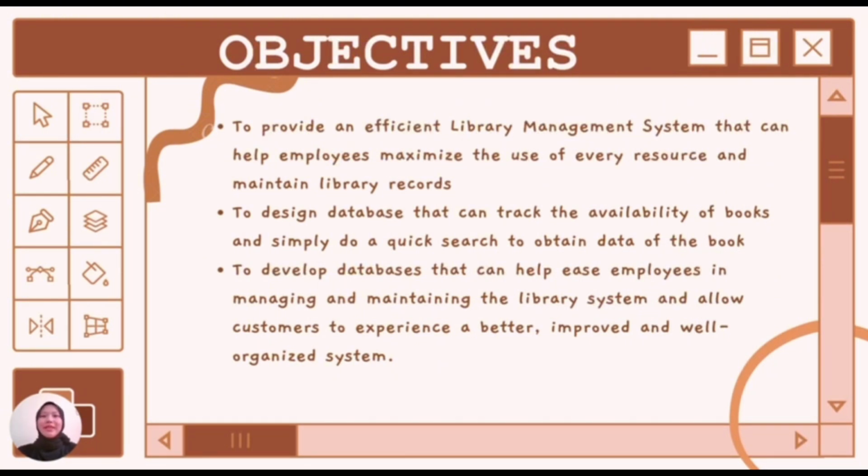The first one is to provide an efficient library management system that can help employees maximize the use of every resource and maintain library records. The second one is to design a database that can track the availability of books and do a quick search to obtain data of the book. And lastly, to develop databases that can help ease employees in managing and maintaining the library system and allow customers to experience a better, improved, and well-organized system.